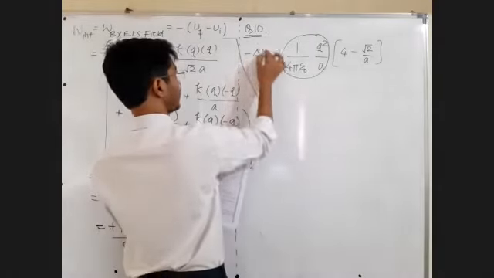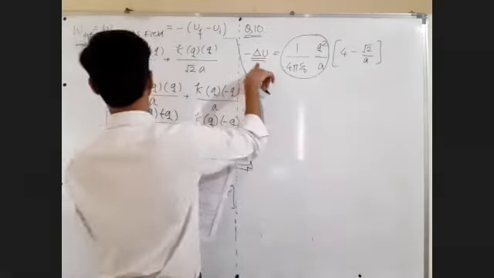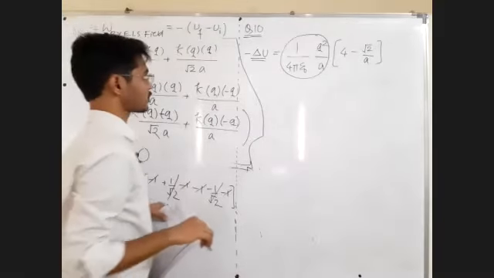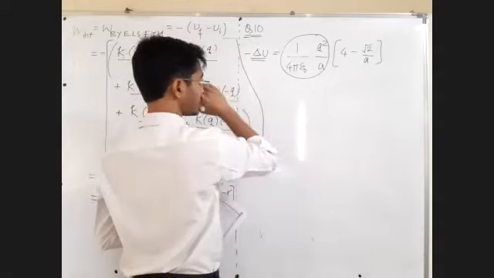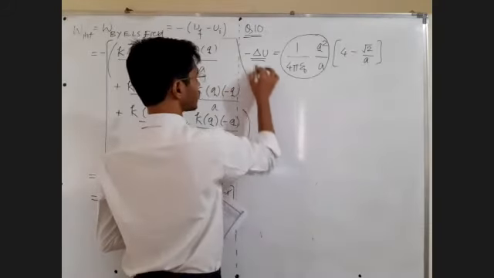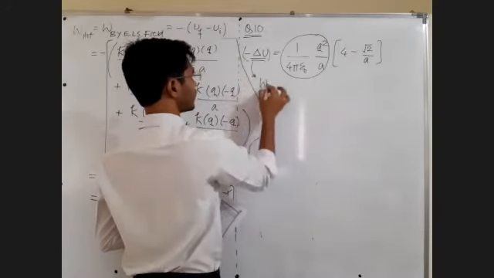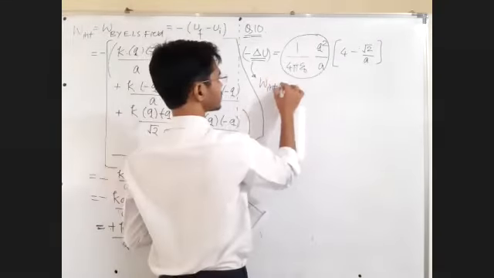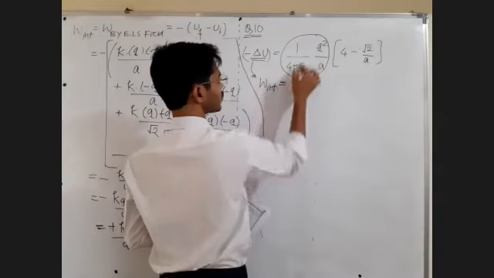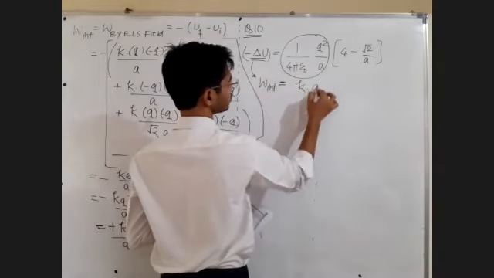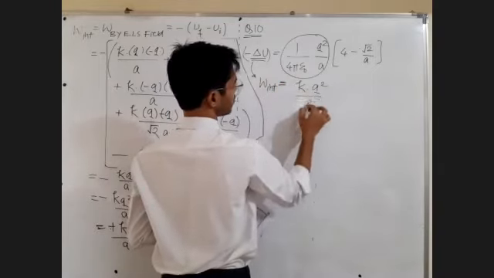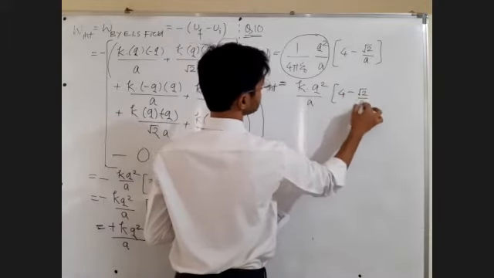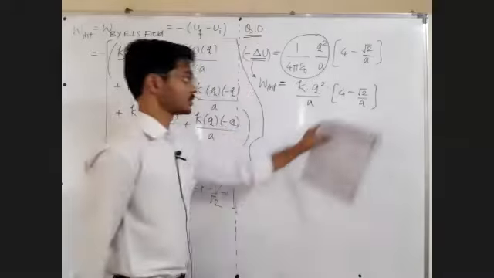Yes, negative of delta U they have found out. That is perfect. Negative of delta U is nothing but the work done by the internal forces. That is perfectly fine. Negative of delta U they have found out, or W internal they have found out. That is perfect. This 1/4 pi epsilon 0 can be written as K into Q square upon A into bracket 4 minus, what is this root 2 upon A? What is this root 2 upon A doing here?